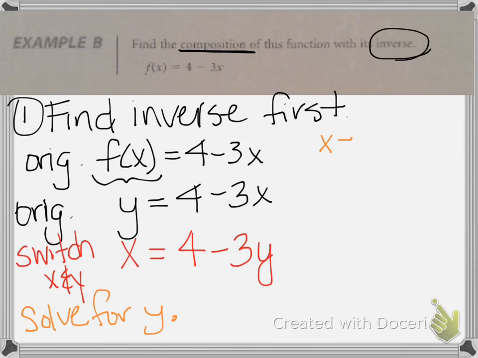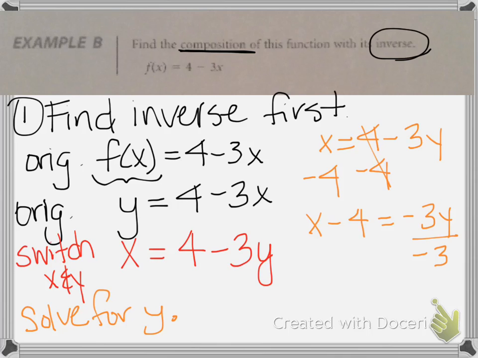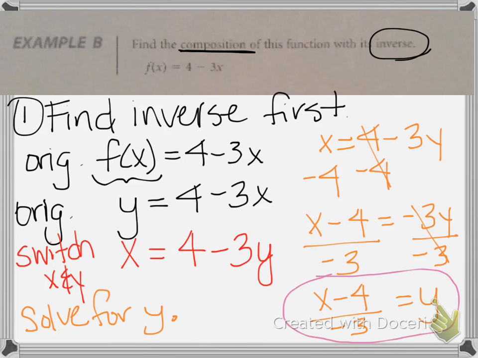I'm just going to move this up over to the side here. So I have x equals 4 minus 3y. To start to solve for y, I undo my order of operations, so I'm going to subtract 4 from both sides. So this becomes x minus 4 equals negative 3y. And then I simply divide by negative 3 on both sides to get y alone. So I end up with y equals x minus 4 over negative 3. And this is the inverse function here. Okay, can you tell I found some colors? I'm very excited about that.